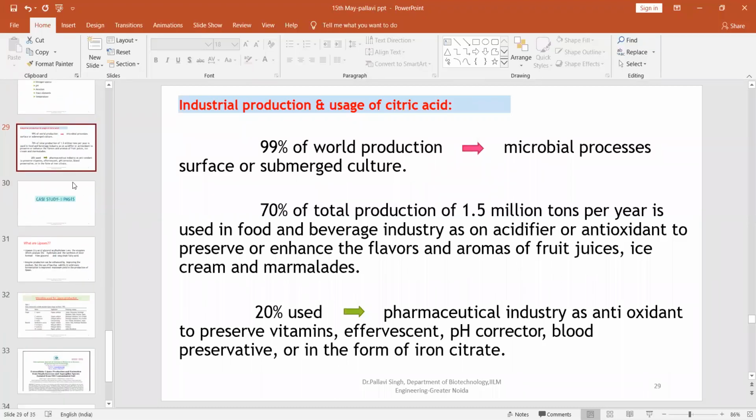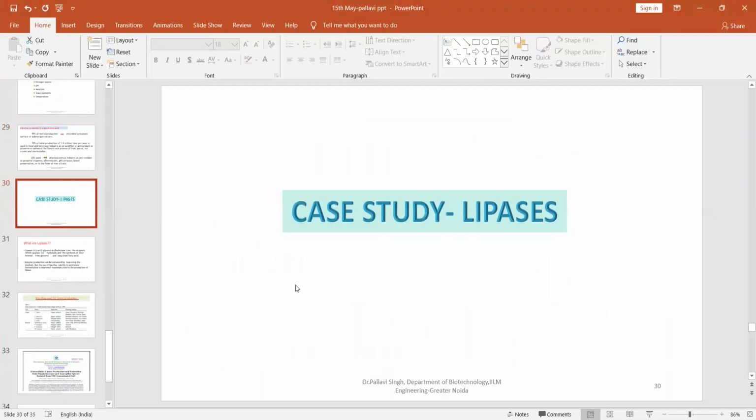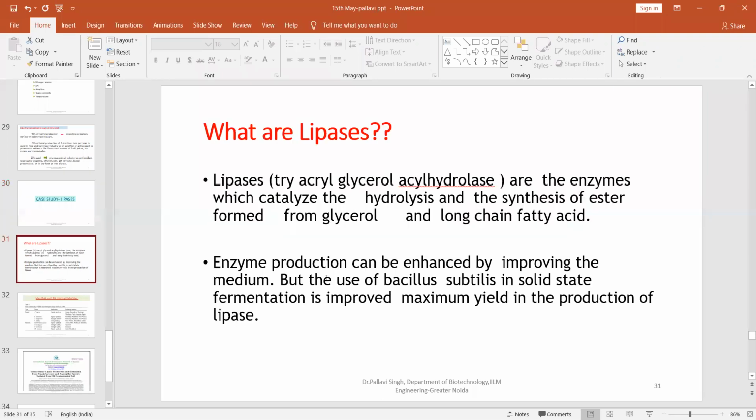There is one more case study. We have done production of lipases. What are lipases? Lipases are the enzymes which break down fats into fatty acids and glycerol, right? Chemically we say that it is triacylglycerol acyl hydrolase. They are the enzymes which catalyze the hydrolysis and synthesis of esters formed from glycerol and long chain fatty acids.